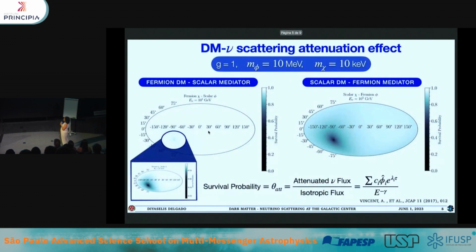Next slide. So here, the attenuation effect that we can probe or look into is what we call the survival probability.